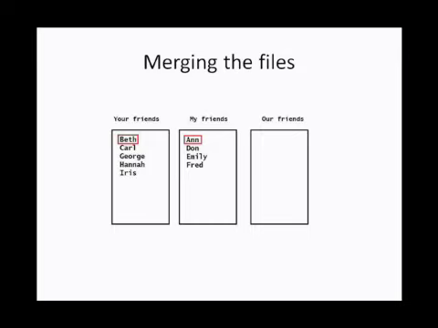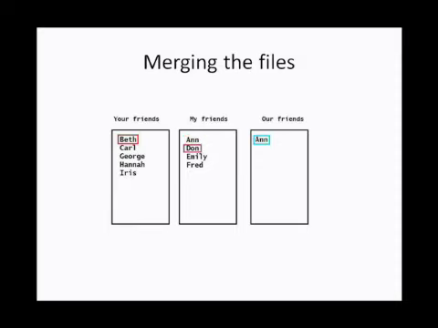Here's how the logic would work. You read in one record from each of the files. So in this case, your first friend is Beth and my first friend is Ann. You compare the two and see which one is less. The one that's less alphabetically is the one that comes first alphabetically. In other words, in this case, it's Ann.